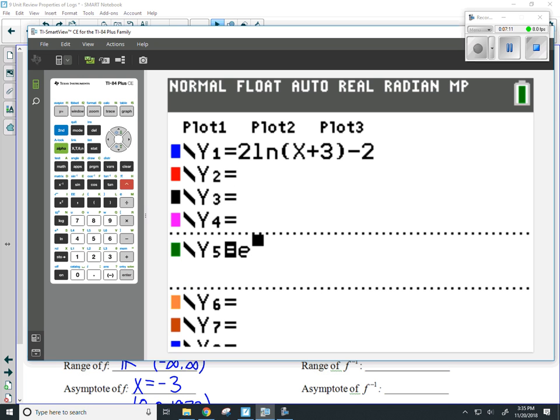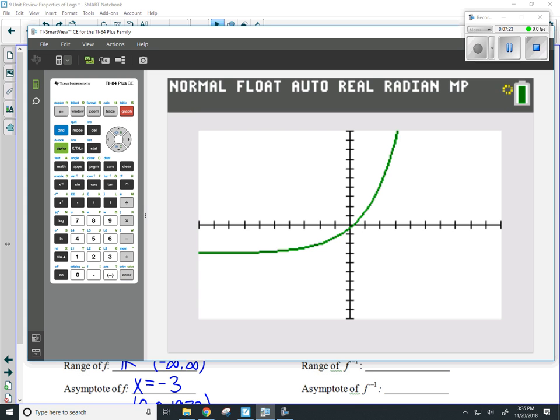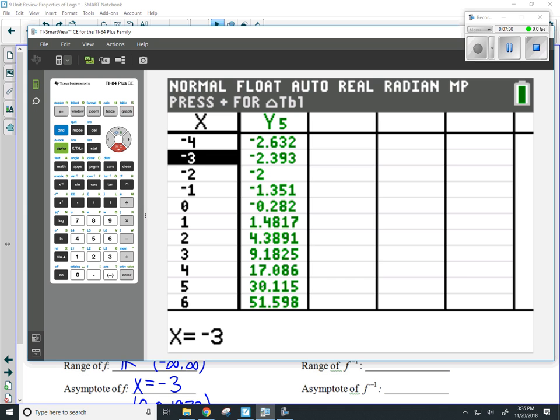E raised to the x over 2 plus 1, and then minus 3. And I'm going to go ahead and graph it. Alright, so I'm going to check my table. So we had the point (-2, -2) on our original, and if you reverse that ordered pair, it would still give you (-2, -2). So the fact that this is on our inverse is a good sign. It should be. And then maybe we pick out a couple extra points to graph.